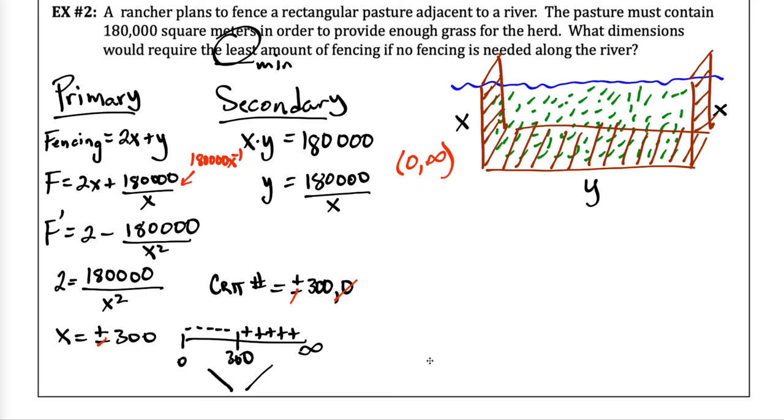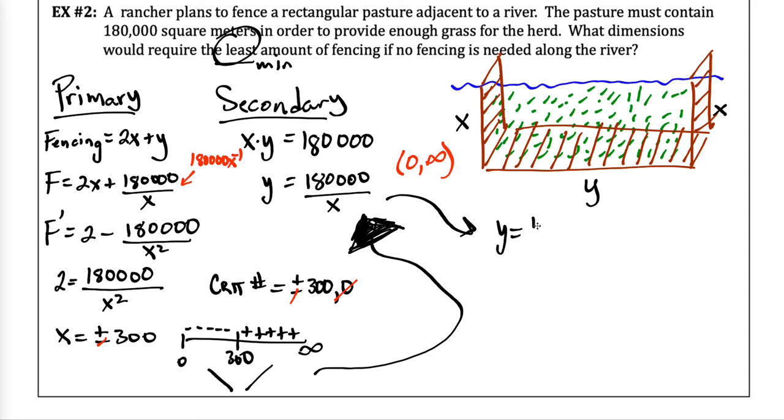Alright, so now that you know that x equals 300 meters is one of the values, you just plug it into y equals 180,000 over x, and you get 600. Excellent job. So plug it into that equation to find the y value, and you get 600. And so then we would answer that the fence should be 300 by 600.